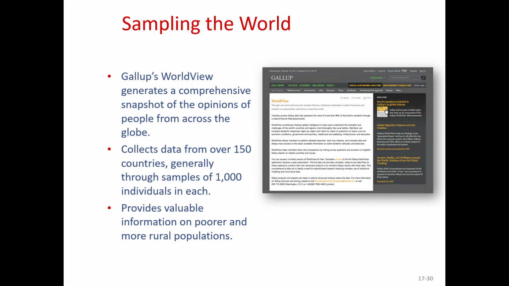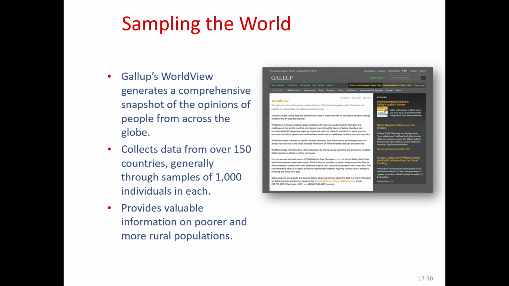The company that does this, and is an acknowledged leader in sampling and sampling methodology, is the Gallup organization. Their Sample the World program is called Worldview, and it generates a comprehensive snapshot of the opinions of people from across the globe. They collect worldwide data from over 150 countries on general topics such as government, business, education, healthcare, and well-being. Their survey methodology is designed to provide a representative sample of 98% of the world's adult population.